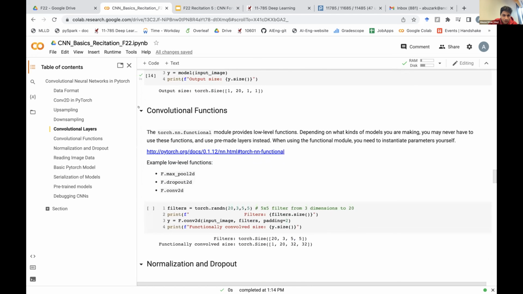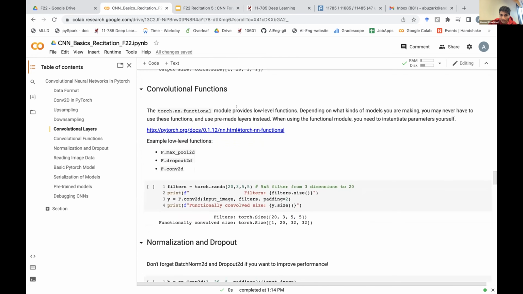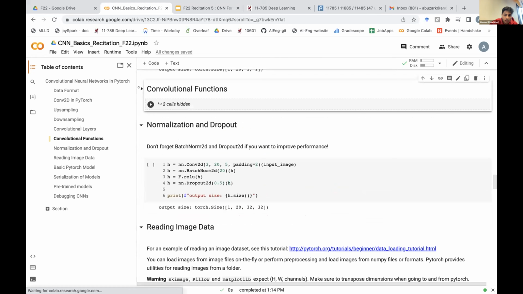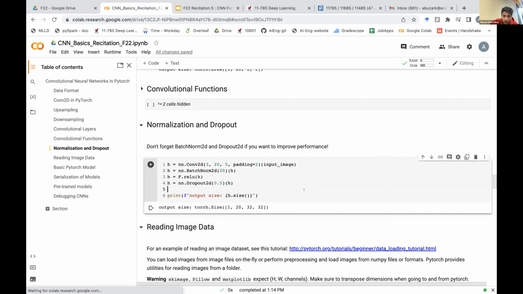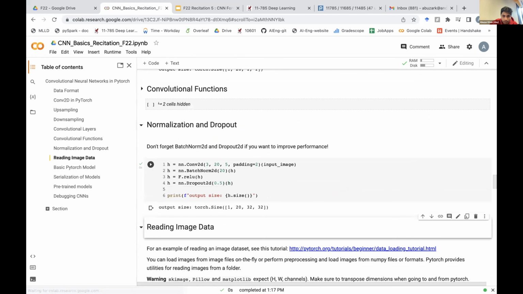Yeah, I won't touch convolutional functions simply because they're not used much, but they're kind of fun. As I said, you won't have to define a layer and then call the layer. You can just do functional dot that function. Of course, normalization and outputs and dropouts are super handy tools for regularization.